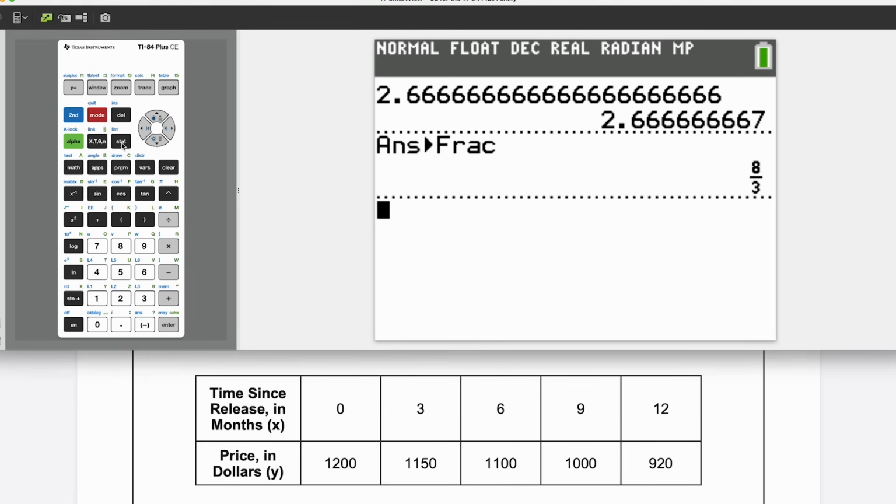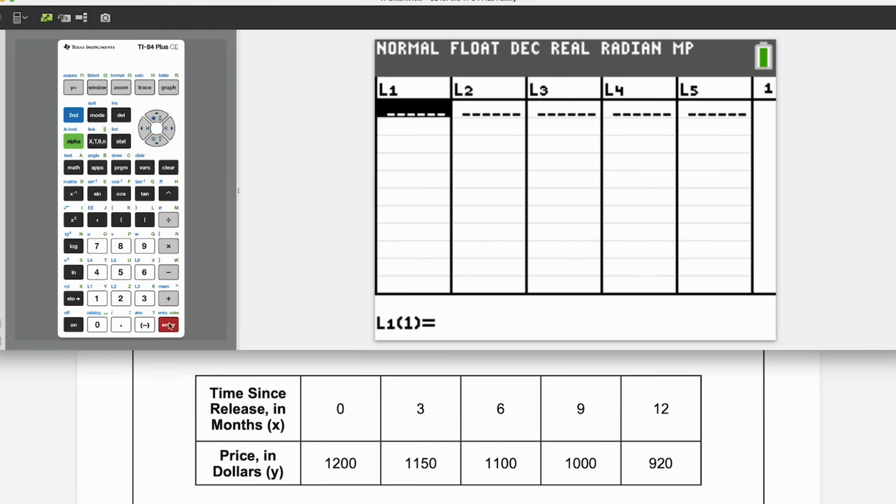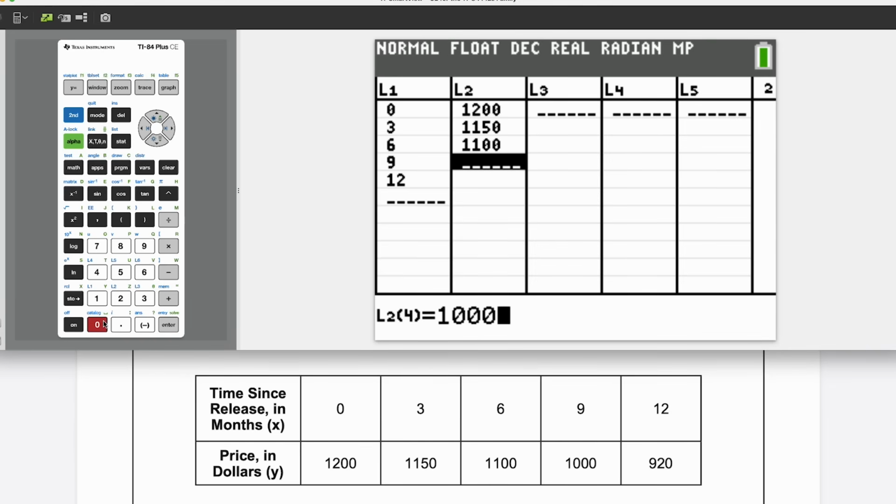So for this one, we're going to press Stats, Edit, and enter the values from the table here. For L1, we'll put the X values: 0, 3, 6, 9, and then 12. And for the Y values, we're going to put those in L2. We have 1200, then 1150, 1100, 1000, and then 920.